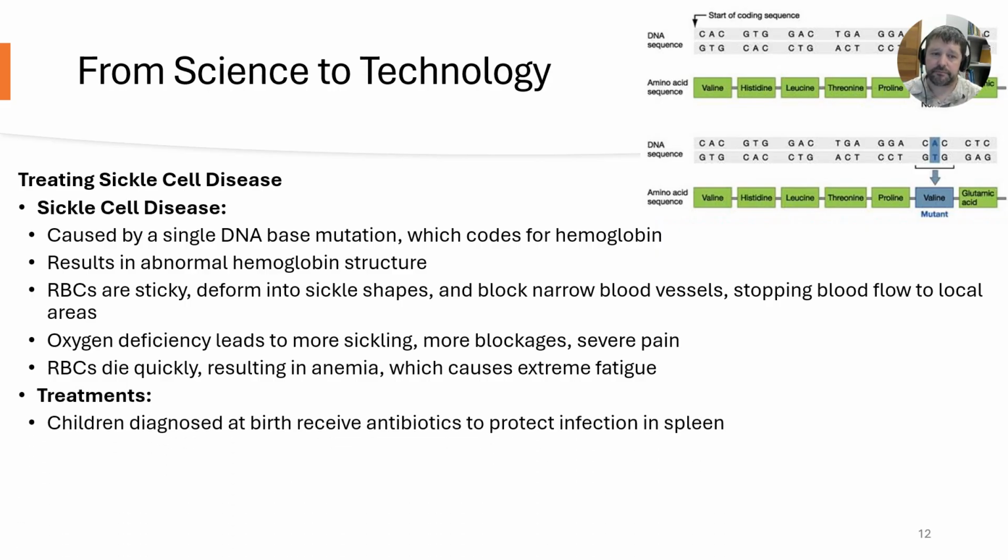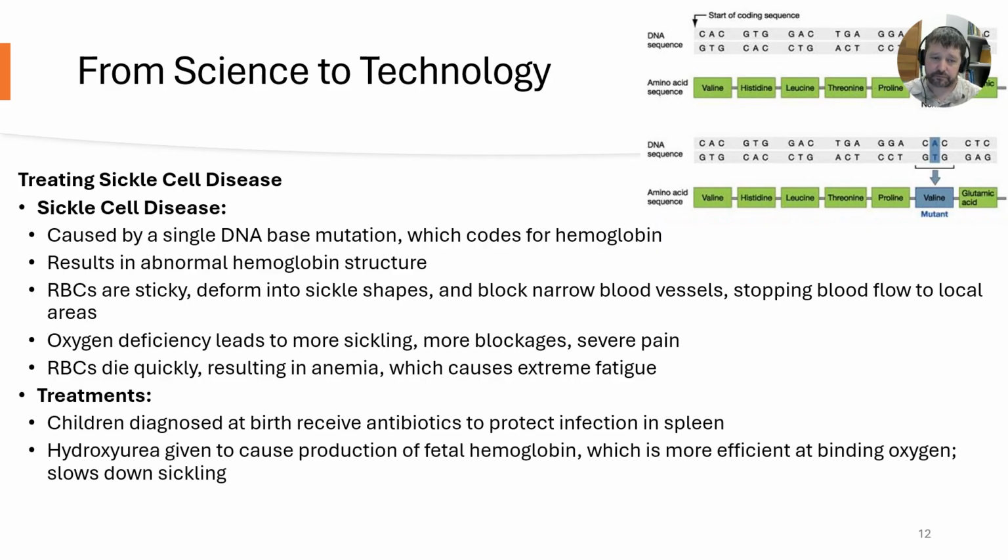So how do we treat it? Well, some of the treatments early on is to give things like antibiotics to protect the spleen from infection, because you're constantly pushing, and these sickle cells can clog and not allow white blood cells to get to infections and things like that. So a lot of times antibiotics are given.